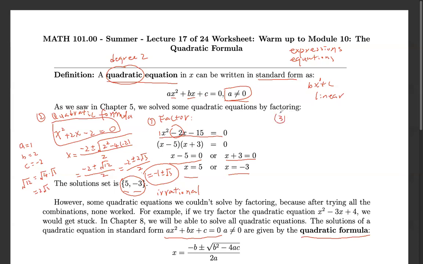So the third method is called completing a square. Let's see what it means. I'm still using the same equation, x squared plus 2x minus 2 equals 0. We want to solve this equation using the completing a square method. First, we want to move this constant to the other side. So we have x squared plus 2x equals 2.